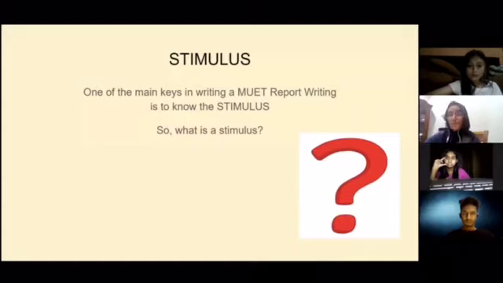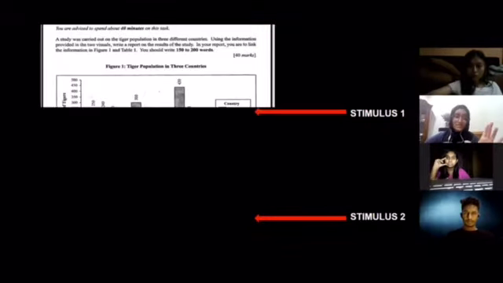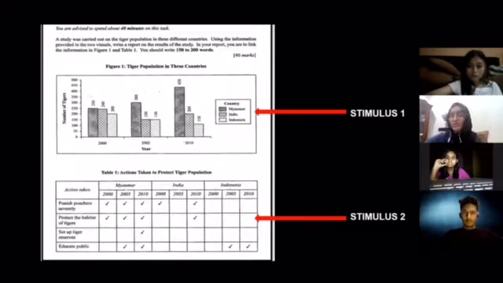You might be wondering, what is a stimulus? This is the question that we decided to choose in order to teach you. A study was carried out on the tiger populations in 3 different countries. Using the information provided in the 2 visuals, write a report on the result of the study. In your report, you are to link the information in figure 1 and table 1. You should write 150 to 200 words. So that's what I mentioned just now. It should not be any longer than 200 words.